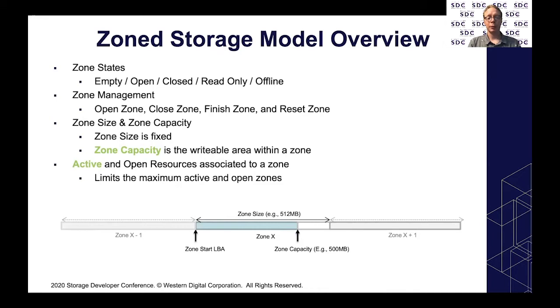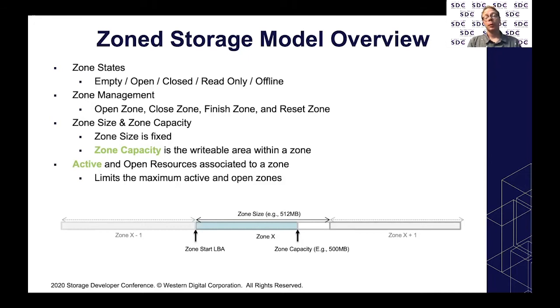So this is the address space that a single zone occupies, while zone capacity is the writable area within a zone. To start writing to a zone, you have to write at the zone start LBA, and this is a multiple of the zone size. You start at that zone start LBA and keep writing until you reach the zone capacity. Then that zone is full. To write to that zone again, you will need to reset the zone and start all over again at the zone start LBA.